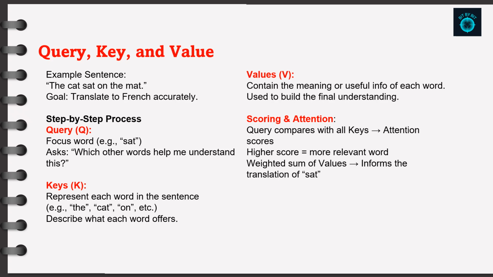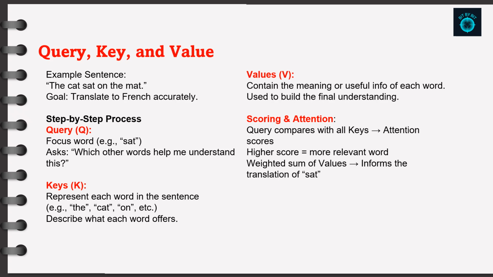Then, the model grabs the values of the most relevant words and combines them to help translate sat more accurately. So in short, query, the word being processed, the question. Keys, all other words, what each one offers. Values, the useful meaning to bring forward. This works the same way in vision tasks too. For example, when processing an image, the model might ask, which part of the image helps me detect a dog's face? That becomes the query, and it will attend to the important parts of the image using keys and values.